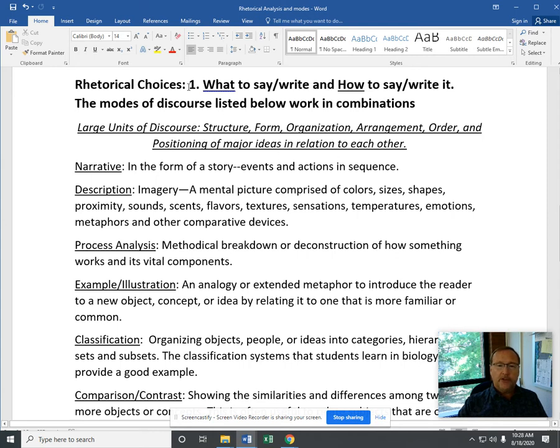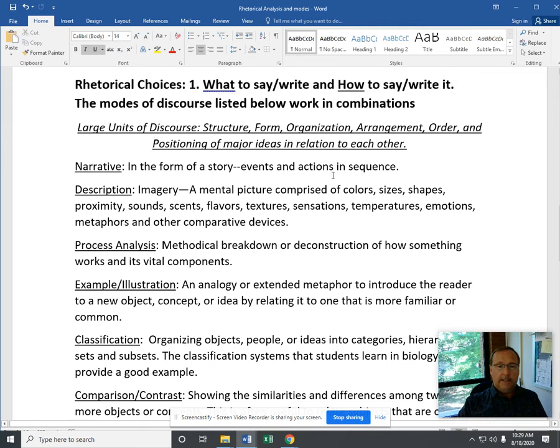But the rhetorical choices involve pretty much this basic concept here: what to say or write and how to say or write it. We have lots and lots of different choices, and a lot of times those are referred to as stylistic choices. Sometimes style and rhetoric can be used interchangeably, although they do have their own unique nuances of meaning. A lot of times when we're talking about rhetoric, we are talking about style. We're talking about the choices that a writer has and how those choices are executed throughout a particular message.